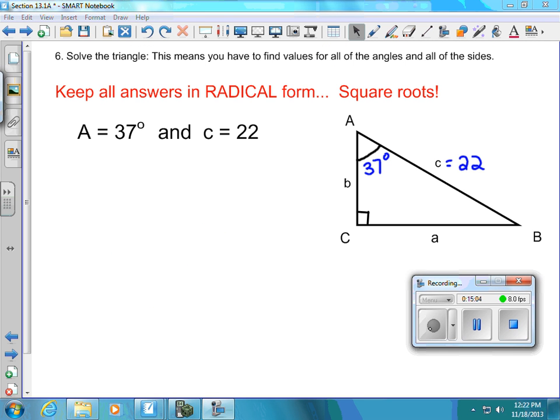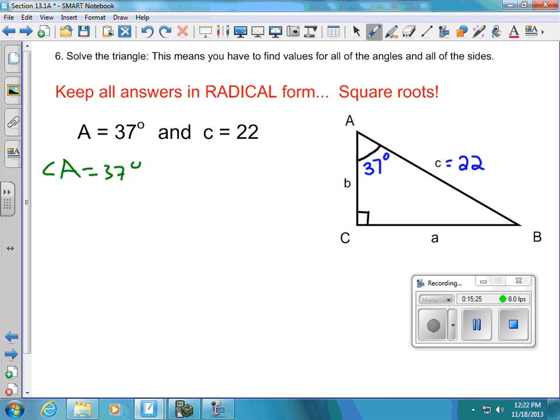Okay, the last type of thing I'm going to ask you for is to solve a triangle. Solving a triangle means you find all the missing angles and all the missing sides. We're given angle A, angle C, and side C. Angle A is 37 degrees. Angle B, we don't know. Angle C is 90 degrees. Side A, we don't know. Side B, we don't know. Side C is 22. We need to find these missing sides and the missing angle.